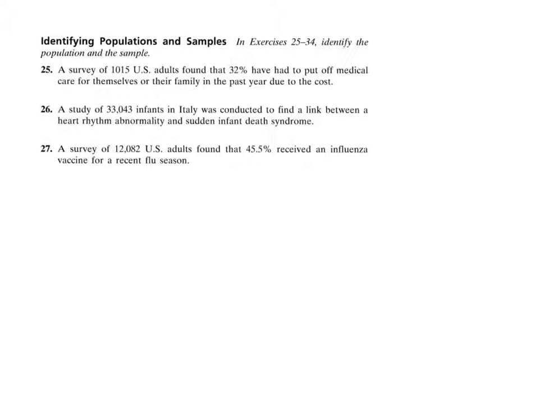Here are some exercises from our textbook regarding identifying the population and the sample in some different scenarios. So in number 25, we're told that a survey of 1,015 U.S. adults found that 32% have had to put off medical care for themselves or their family in the past year due to the cost. And the question is, identify the population and the sample.